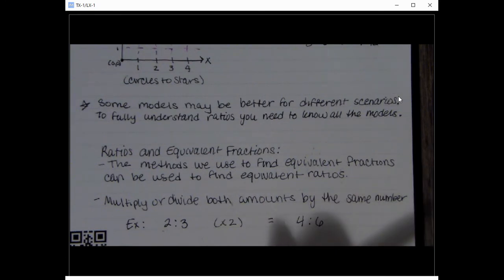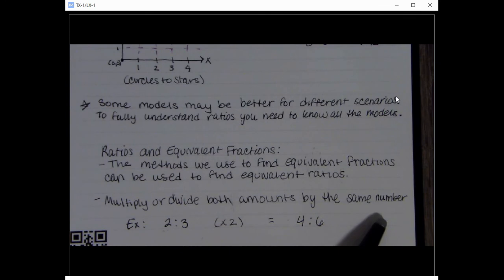Now you might have noticed on the models I had numbers other than 2 and 3, which is what we were really working with. But this is where our past knowledge of equivalent fractions comes in, because the methods that we use to find equivalent fractions can be used to find equivalent ratios as well. So if we wanted to compare a larger amount of circles and stars, we can use equivalent methods in order to find it. And that method is going to be to multiply or divide both amounts by the same number. The exact same thing we did with fractions.